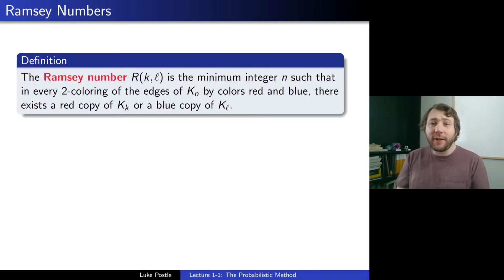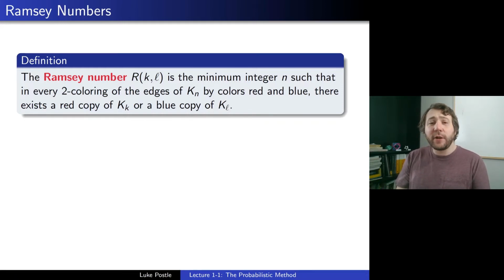The Ramsey number, R(k,l), is the minimum integer n such that in every two-coloring of the edges of K_n by colors red and blue, the names don't really matter, but we'll call them red and blue, there exists a red copy of K_k or a blue copy of K_l. So this is finding order in chaos, finding specific substructures, particularly nice and ordered ones. Here, monochromatic cliques. So that's the definition of the Ramsey number. Maybe most studied is the diagonal Ramsey number, where k and l are equal.